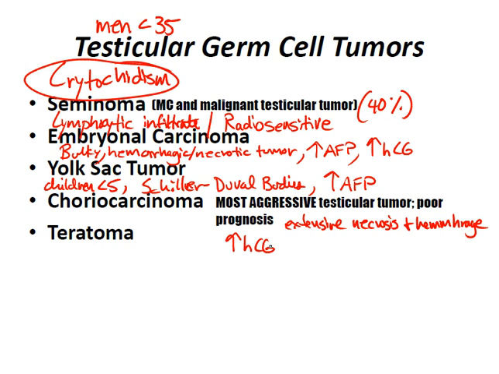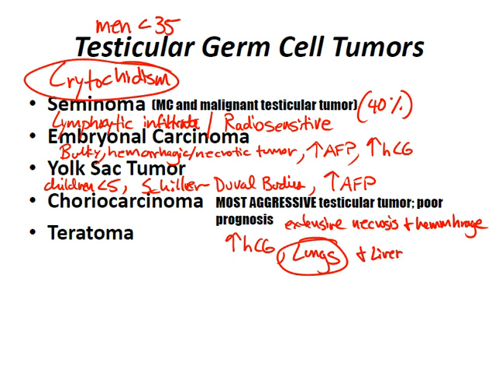as gynecomastia. HCG has a similar structure to what? LH. So if you increase LH, you're going to get increased breast development. It metastasizes hematogenously and mostly to the lungs and liver.